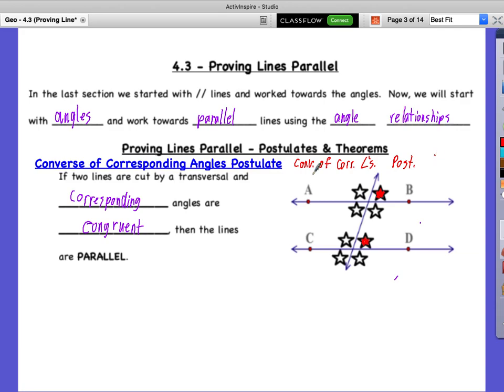Okay. CONV, period. So I just did the first four letters. First four letters. I did the symbol. And I did the first four letters.